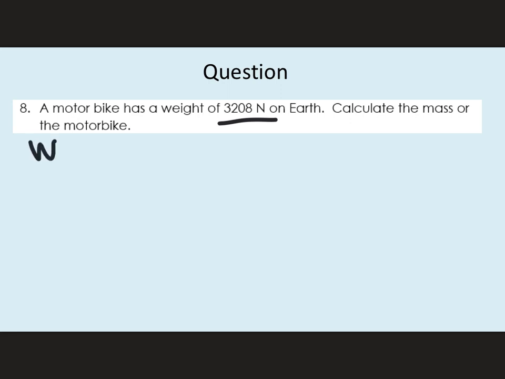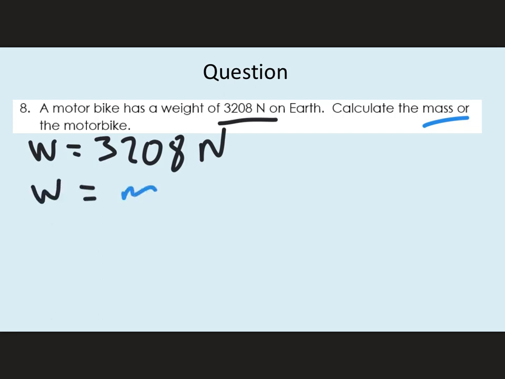So my weight W equals 3,208. Okay, now I want to recall the weight equation. So I'm trying to find out the mass. So my weight is equal to my mass M multiplied by my gravitational field strength G. Remembering that G is equal to 9.8 newtons per kilogram.